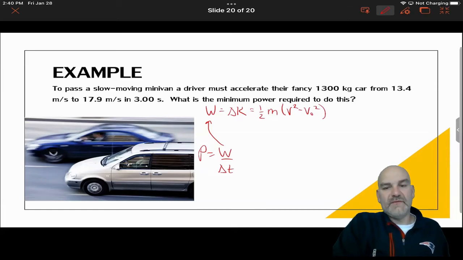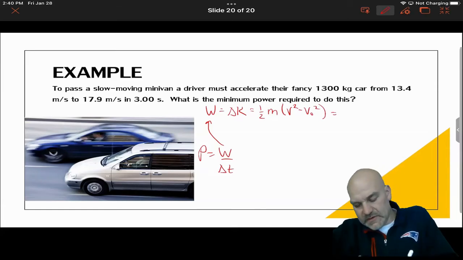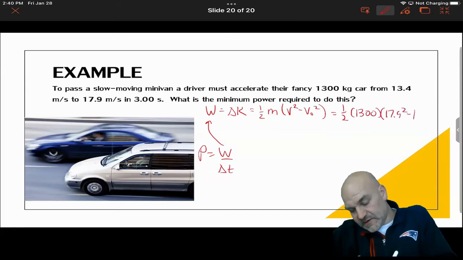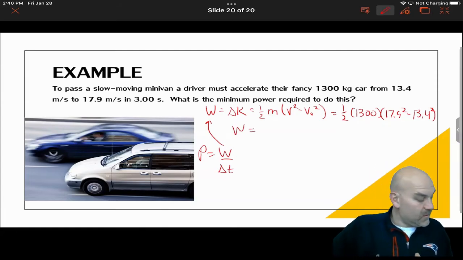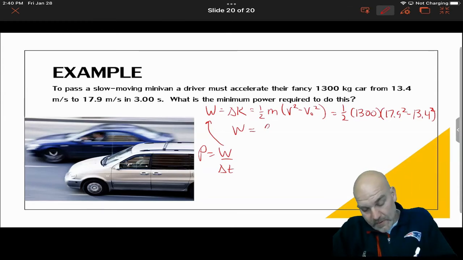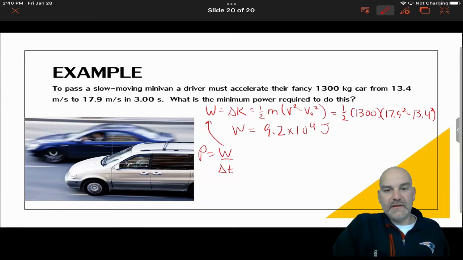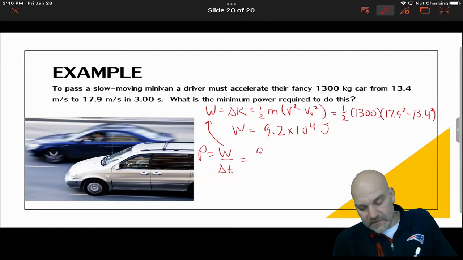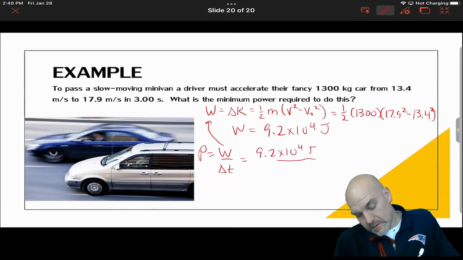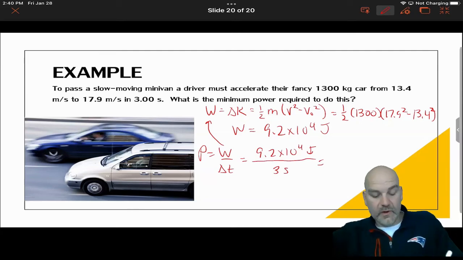To find the amount of work that the car did, we simply do 1/2 mass times v squared minus v0 squared. So 1/2 times 1,300 times 17.9 squared minus 13.4 squared. So how much work did they do? I have it somewhere: 9.2 times 10 to the 4th joules. So in going from 13.4 to 17.9, they did 9.2 times 10 to the 4th joules of work. That becomes our W, and we do that in 3 seconds.